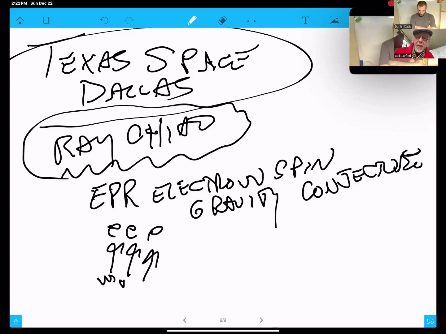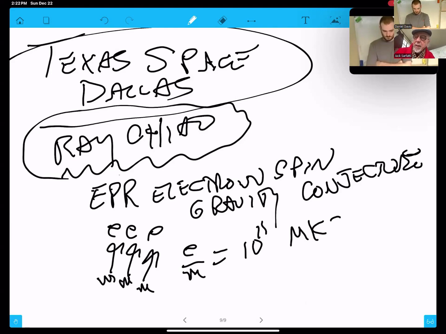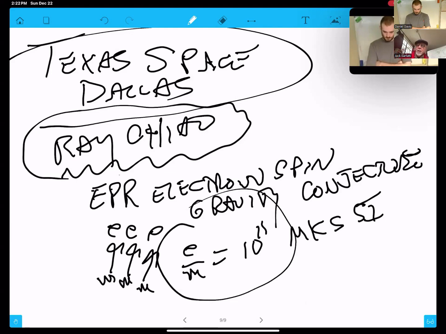The charge-to-mass ratio E over M is, I think, like 10 to the 11 in MKS SI units. Yeah, it's this kind of thing. I can't go into detail how they do it because this is patents. They're getting patents.